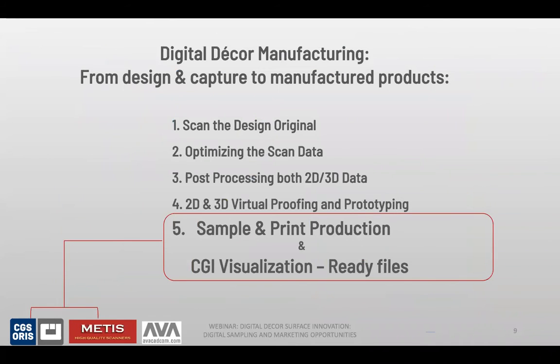And so you're probably familiar with this outline, for those that attended. We've already been through steps 1 through 4. And so step 5 is the sample and print production process, and a bit on CGI visualization as a non-printing method of communicating our surfaces.